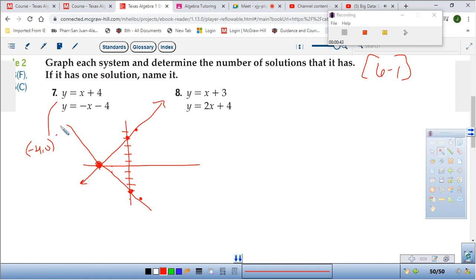Now I should plug it into both of them and check it out. So x is -4 here and y is 0, and it checks out. You see that? I plug it into the bottom one, and I have 0 is equal to -4 plus 4. 4 minus 4 checks out for that one. So that's my answer for that one.